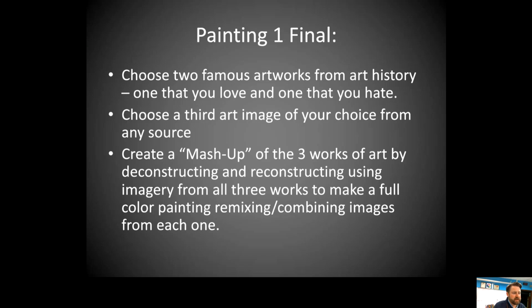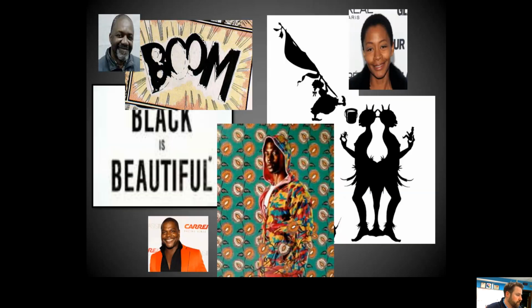So again, you're choosing 2 famous artworks from art history, one that you love, one that you hate. You're going to choose a third art image of your choice from any source. You're going to create a mashup of all 3 artworks by deconstructing or reconstructing using imagery from all 3 works to make a full color painting, remixing, combining images from each one.